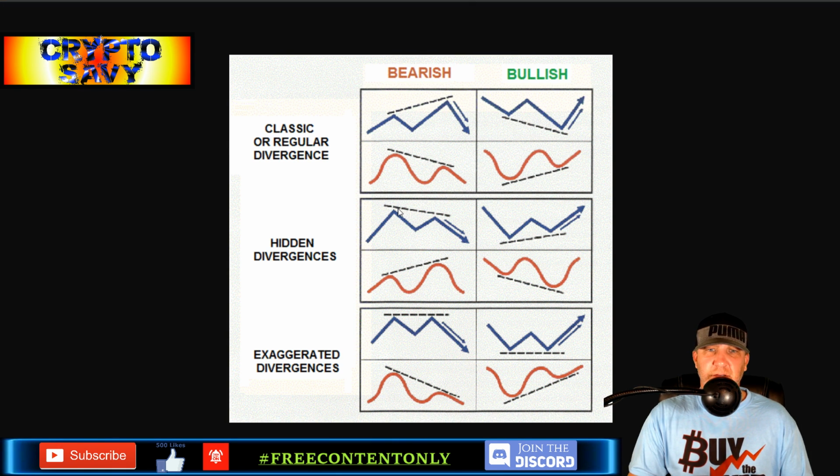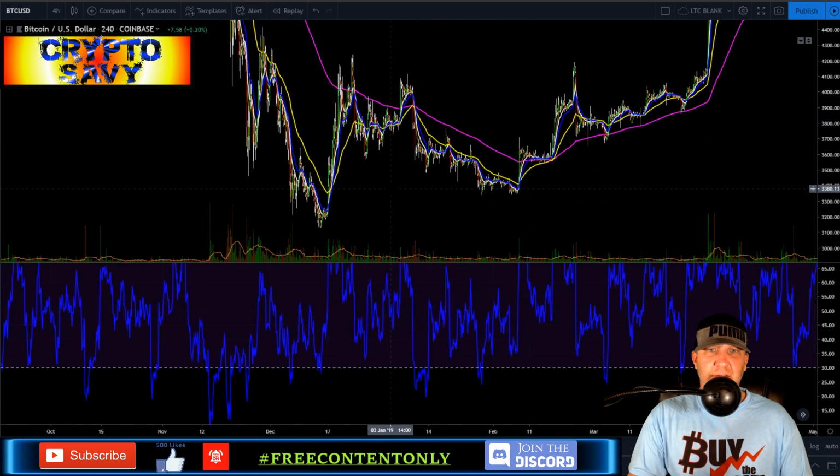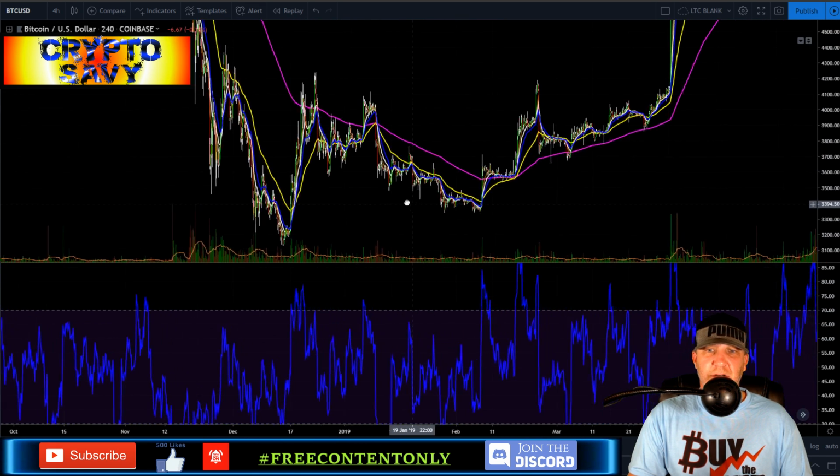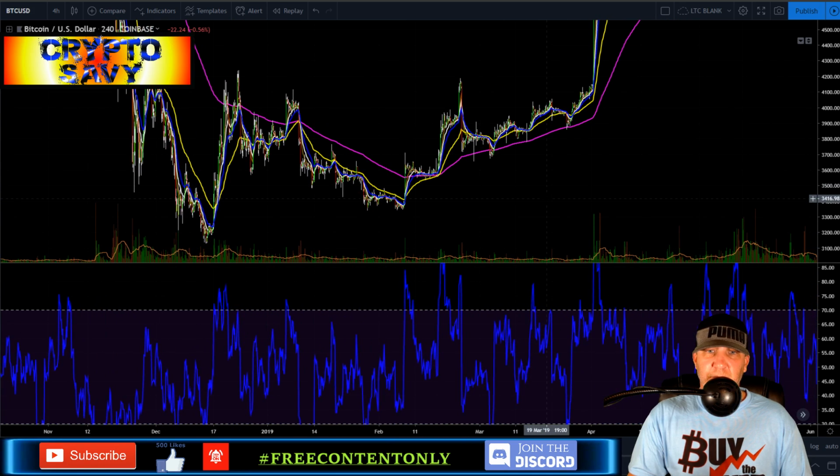Hidden divergence. Lower highs in the price and higher highs in the RSI, this is hidden bearish divergence. Lower highs in the price, higher highs in the RSI. That is hidden bearish. Let's see if I can find an example here.